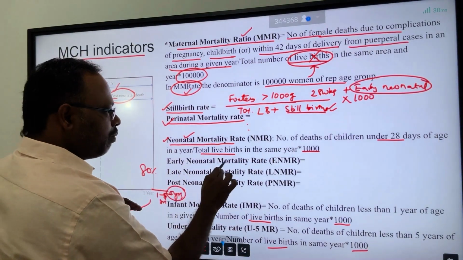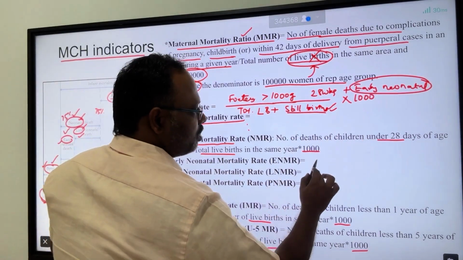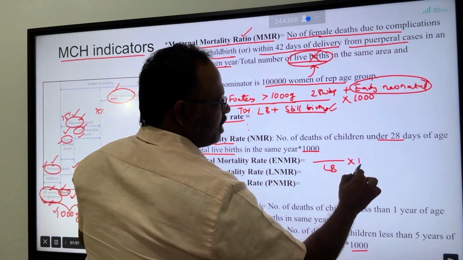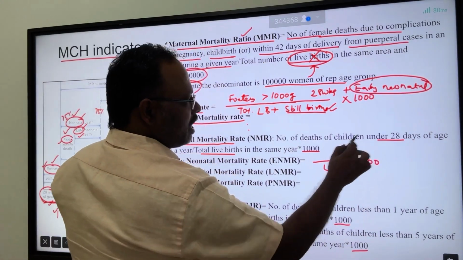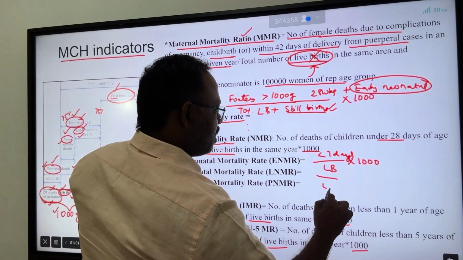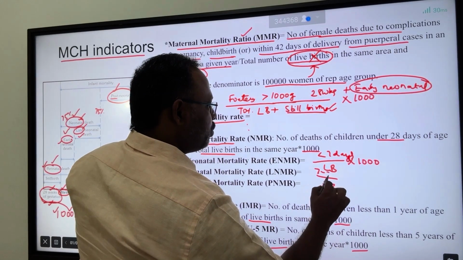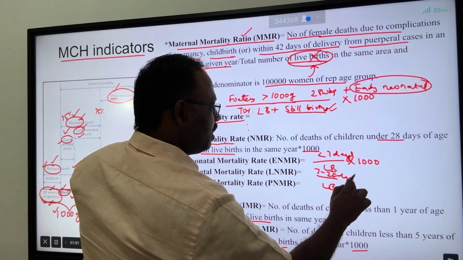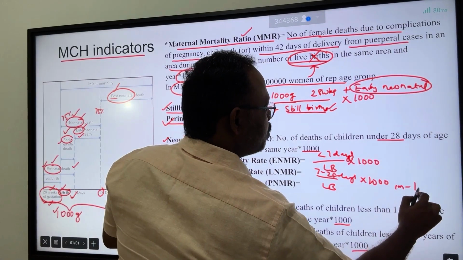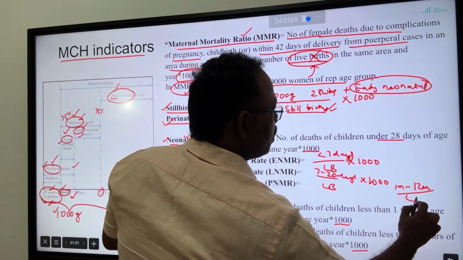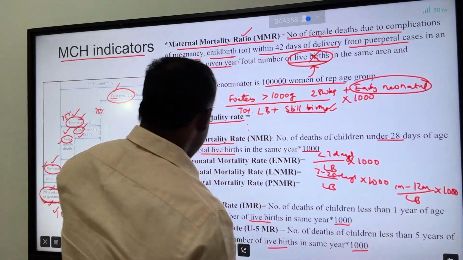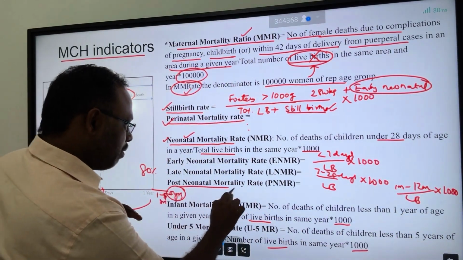In the same way, the early neonatal mortality rate is similar to this formula. You get live births in the denominator, and the multiplication factor will be 1000. Here the age will be less than 7 days. For late neonatal death, it will be 7 to 28 days. For post neonatal death, it will be 1 month to 12 months divided by total live births into 1000. That is, the deaths in that period will be considered the post neonatal mortality rate.